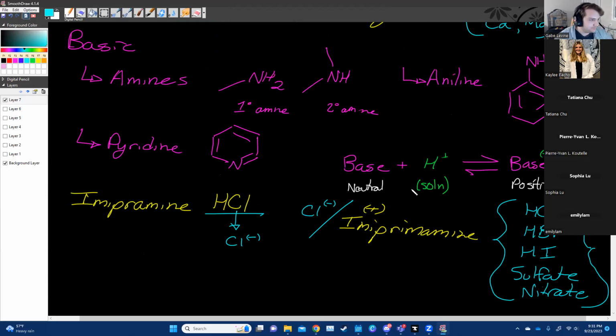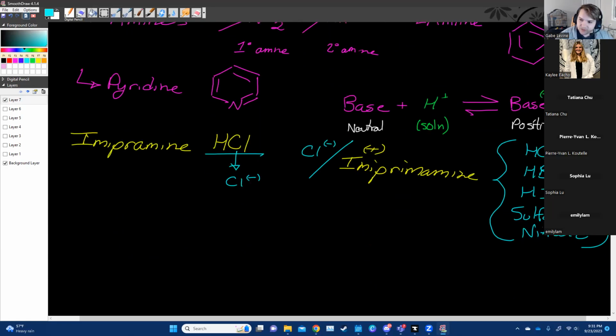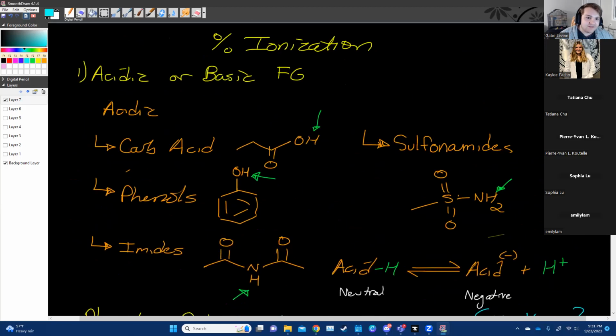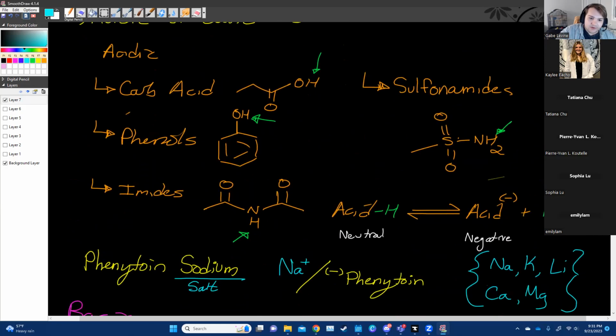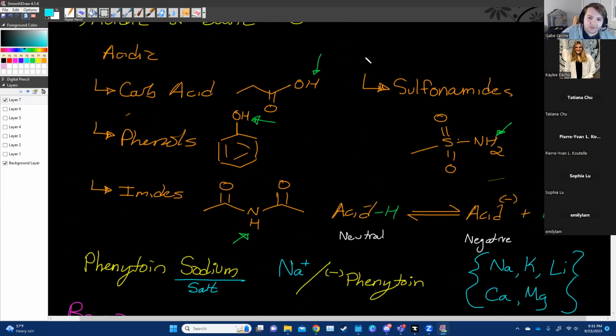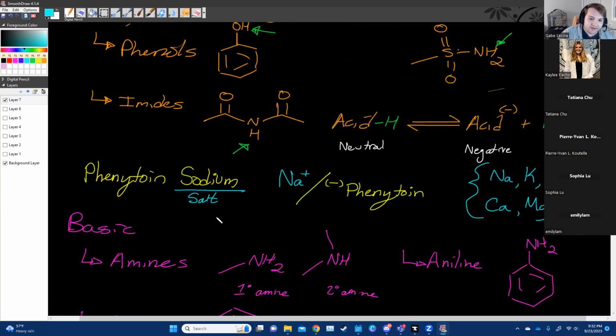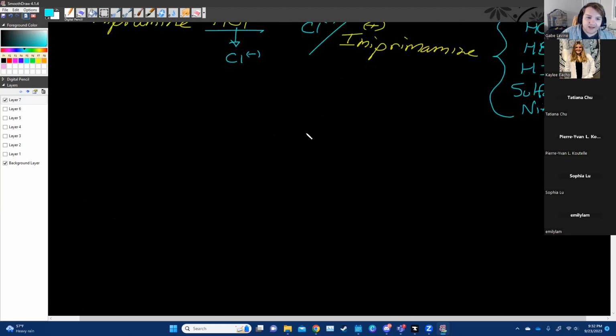All right. So let's talk about how we find percent ionization. Step one was identifying, is it an acidic or basic drug? We have two ways of doing that. One is with the structure, the other is based on the name. And specifically, we care about these equations because that's going to come in handy when we talk about if it's protonated or unprotonated.